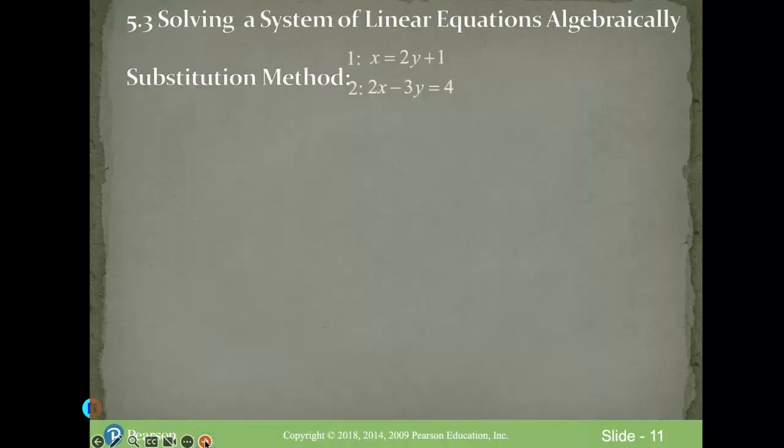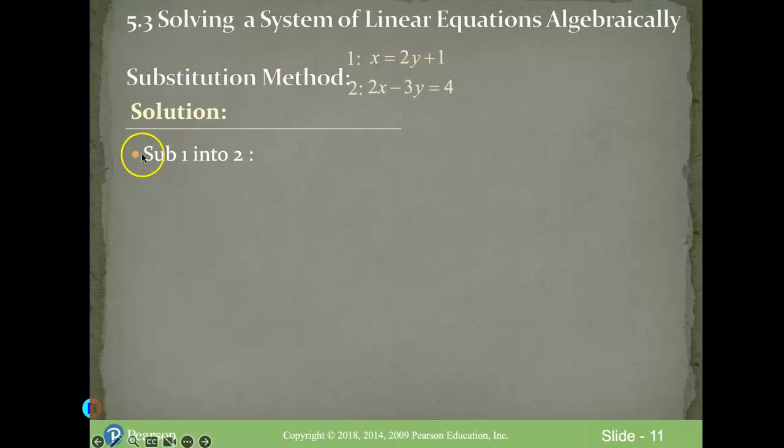So let's look at this example here where we're asked to solve a system algebraically using what's called the substitution method. Notice that equation 1 has already been solved for x. It has a variable isolated. Usually in this case, if you were able to pick from all the different methods, substitution would stick out as a good choice because one of the variables has already been solved for.